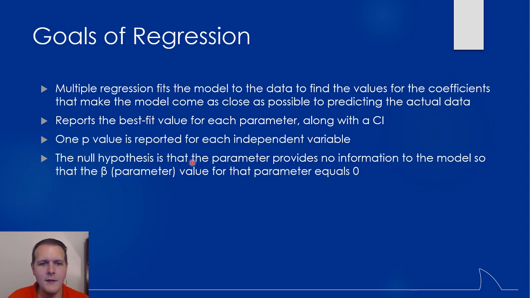Remember, the null hypothesis in these cases is that the given parameter, the given independent variable, has no information in terms of predicting what the y value is going to be. And again, the best fit value for that parameter would end up being 0 if it was not significant, or if the null hypothesis was true.